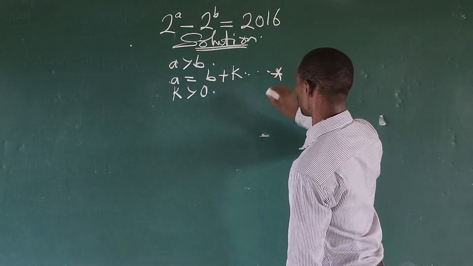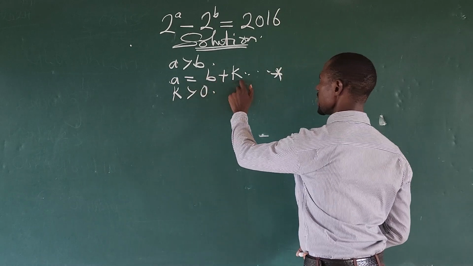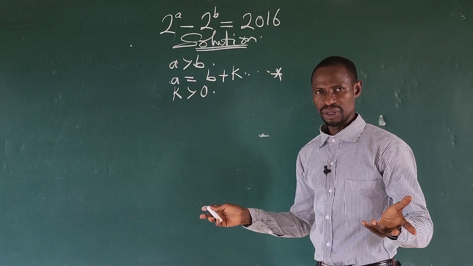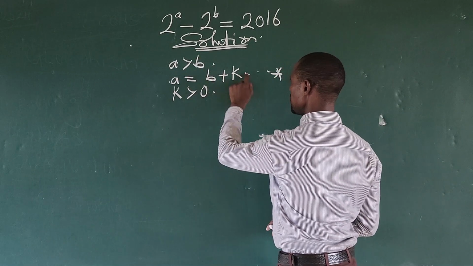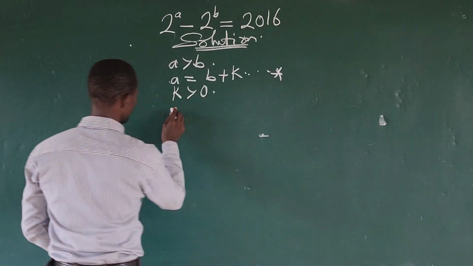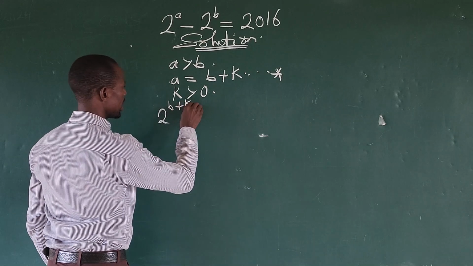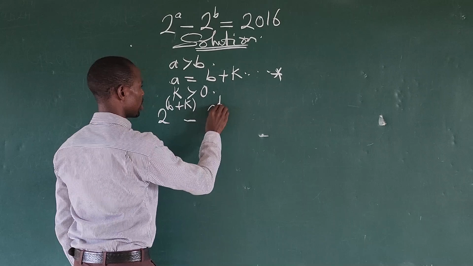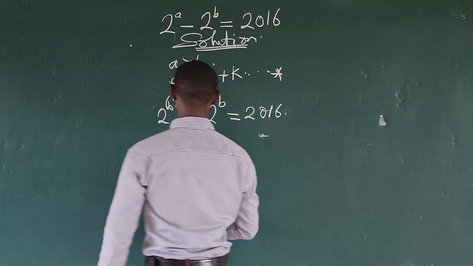If we have this as equation star, we can put b plus k in place of the exponent a. So if we replace a with b plus k, what will the original equation become? It will become 2 to the power of b plus k, in brackets, then minus 2 to the power of b, everything equals 2016.